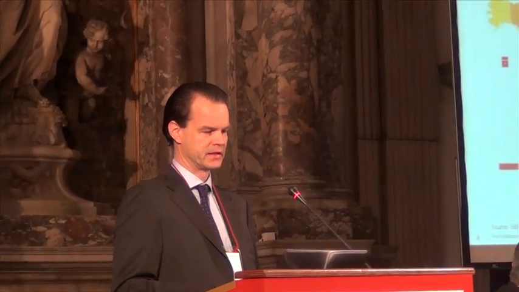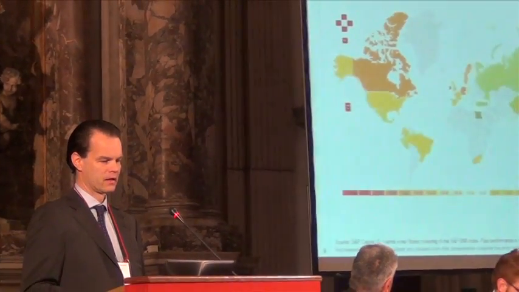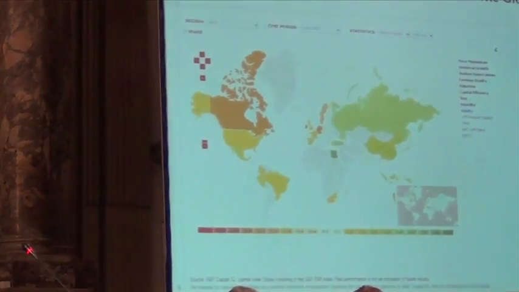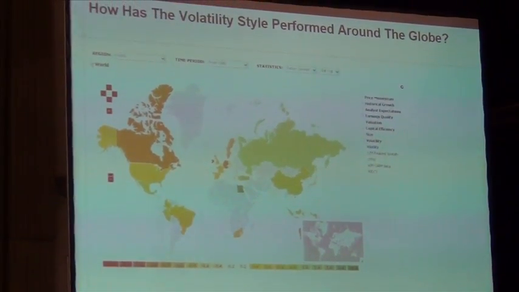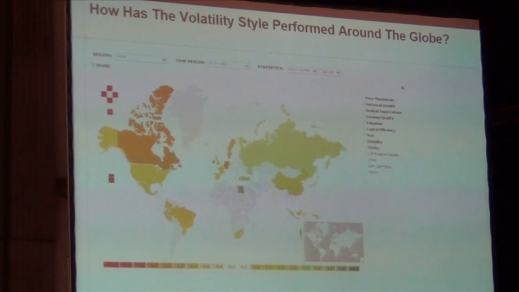This is another view of the same sort of thing. So this is the volatility style and how it has performed, sort of the opposite of low volatility, so this high volatility, if you will. So how the volatility style has performed since 1990 in the various regions. And red is good for low volatility. So what you'll see is that in Europe in particular, low volatility strategies have performed very well, and maybe less so in the emerging markets overall from 1990.